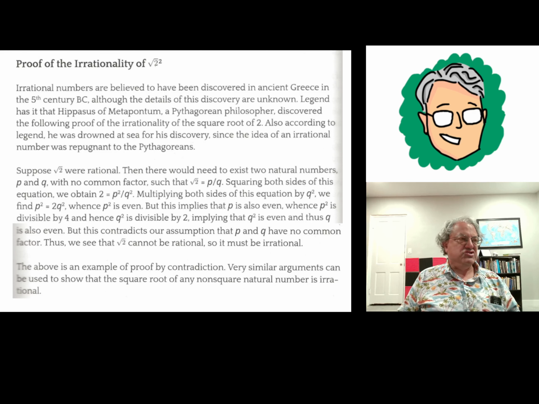The other thing I forgot to mention, we were assuming this is a reduced fraction. If it wasn't, we could always reduce it. We could divide both p and q by their greatest common divisor and make it into a reduced fraction. But since we get a fraction that's not reduced, that's a contradiction. So that's the proof, basically, that the square root of 2 is irrational. Pretty simple proof. And it's an example of what's called a proof by contradiction. And these are very common proofs.